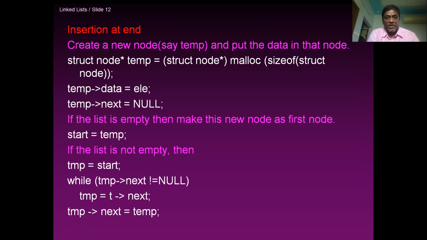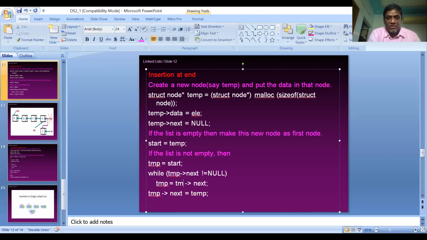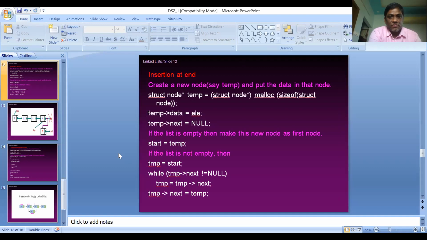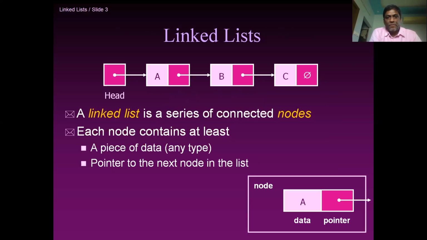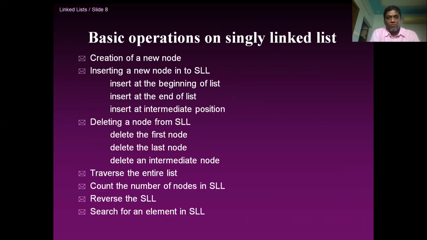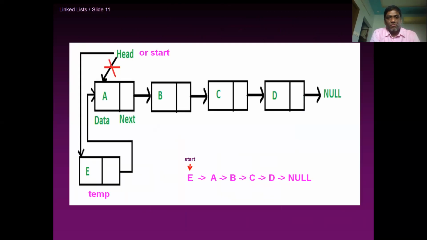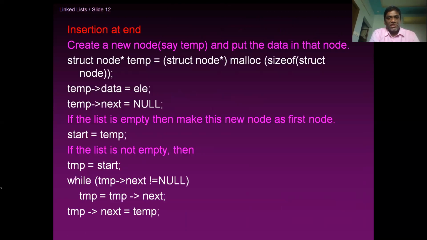Sorry, this is actually TMP next. Let me change this, it was a mistake. So this is: while TMP next not equals to null, TMP is equal to TMP next.